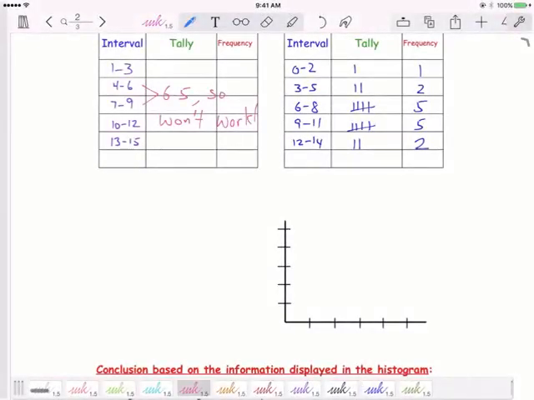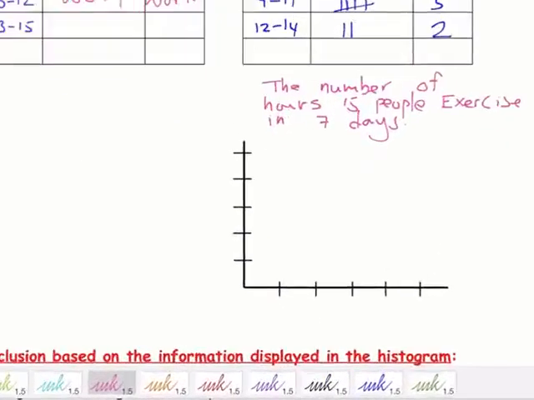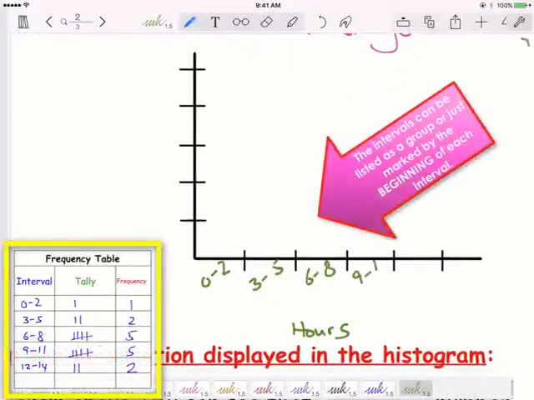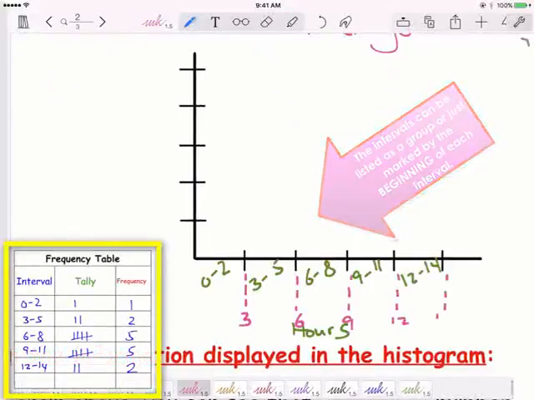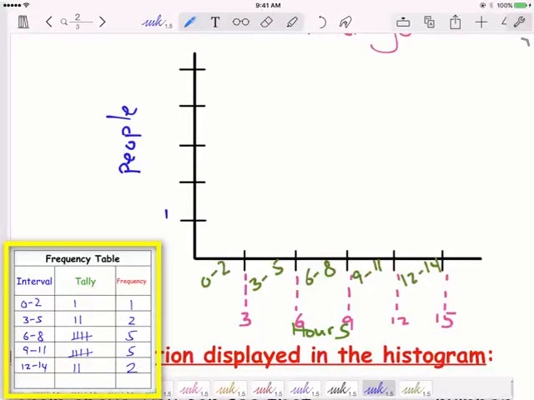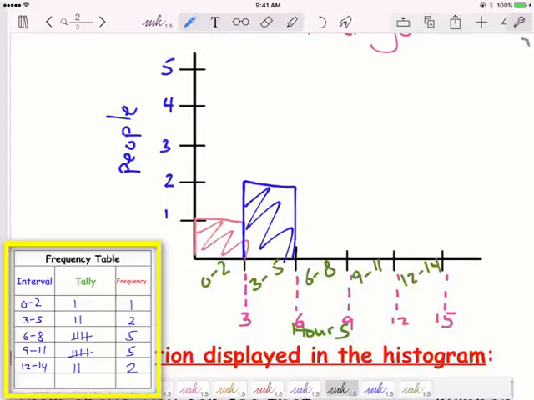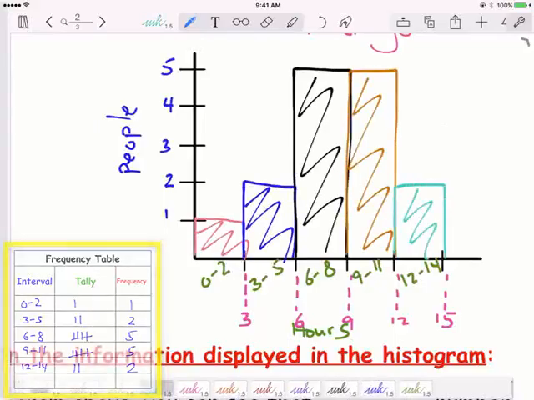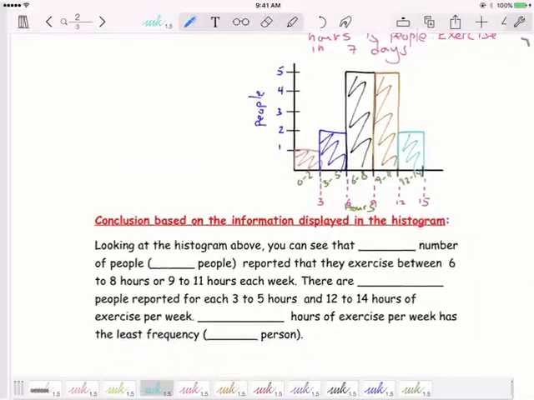The title of this graph is the number of hours 15 people exercise in 7 days. The x-axis represents the hours of exercise, which the intervals can be listed like the frequency table or marked by the beginning of each interval. The y-axis represents the frequency of people. Since we begin at 0, there will be no space at the beginning of the graph and thereafter. Now that we are done, let's conclude.